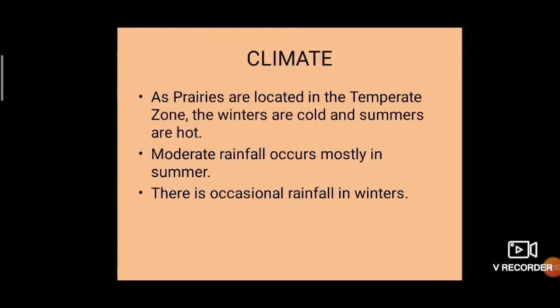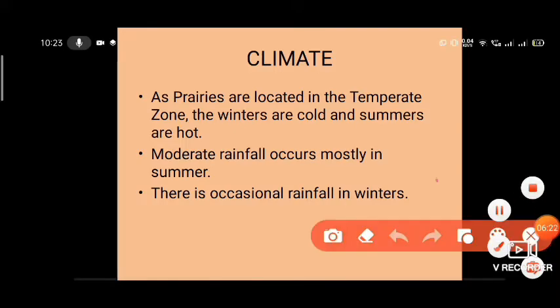So next is about the climate. One more thing, the star fact is given in your book on page number 41. The star fact is the word prairies. It comes from a French word meaning meadows. What is the meaning of prairies? It is meadows.